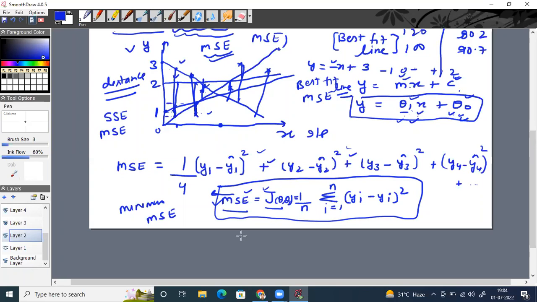But for simplification purposes, if you see several books, they will introduce one more term here, a 2. Instead of this, they place 2n. You may be thinking, sir, why? Just for mathematical simplification, because ultimately, when we minimize this J function, we have to find the derivative of what you are seeing right now.